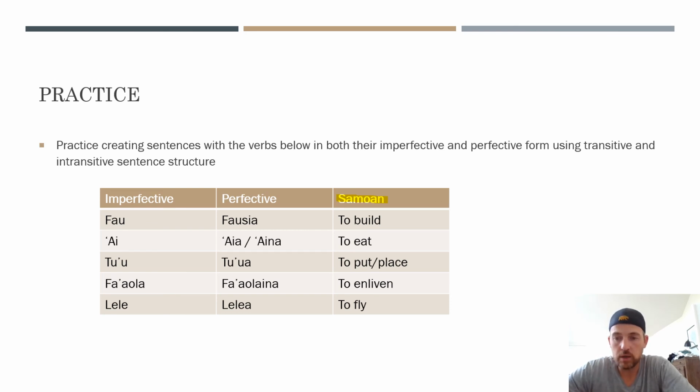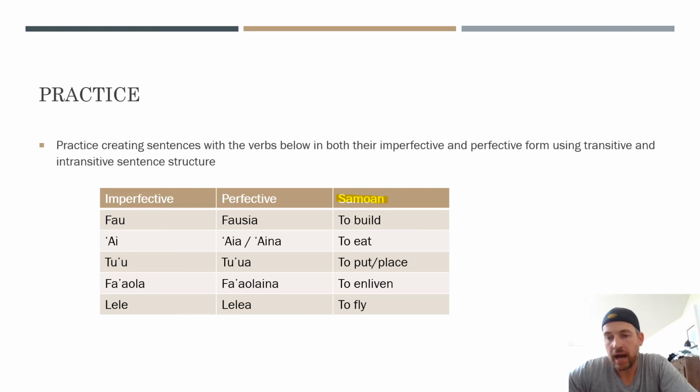starting with fau. Fau is the Samoan verb to build, and the perfective form of this is an irregular verb, and it uses the suffix sia instead of nia or ina or a. So the perfective form of fau is fausia. And again, there's no real easy way for you to have known that. So sometimes you just pick these up. All right, so again, fau and fausia, and they both mean to build. So you can build a building, build a road, build whatever, and that would be the object of those sentences.